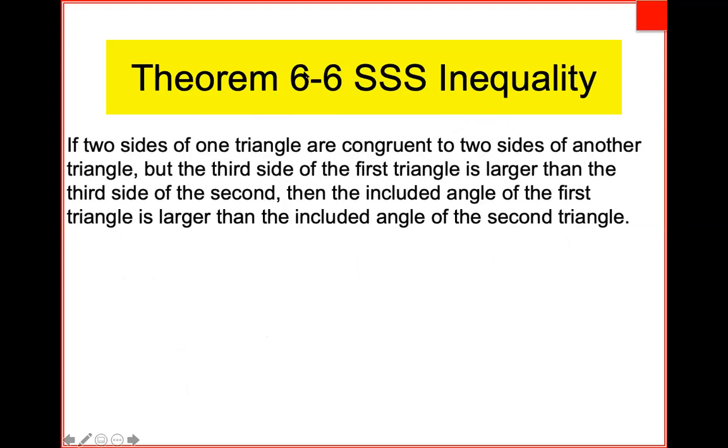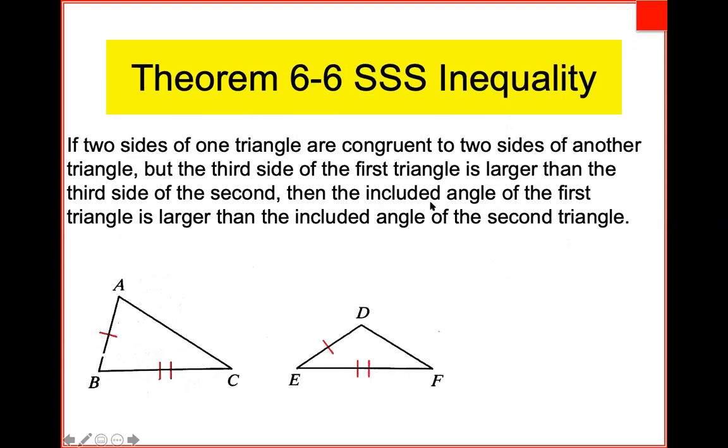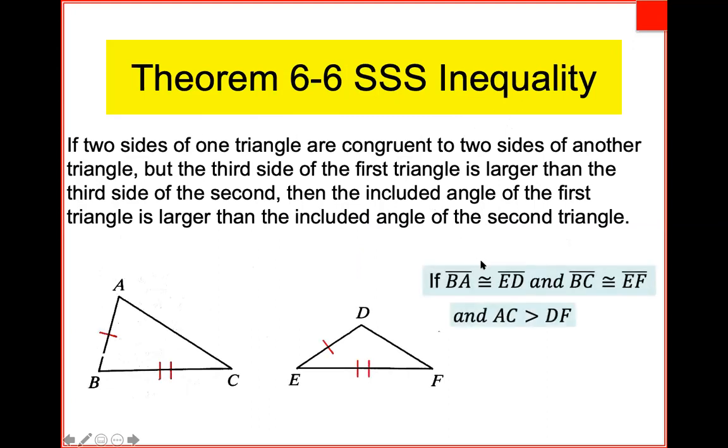And this is 6.6, the SSS. Now remember, we were told that two sides of one triangle are congruent to two sides, and we're saying something about the third side. That's why it's called SSS. So it's not that we know specifically how long that third side is. We just know a relationship with an inequality.